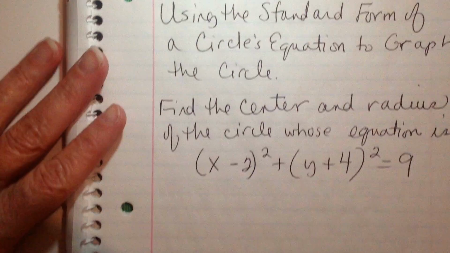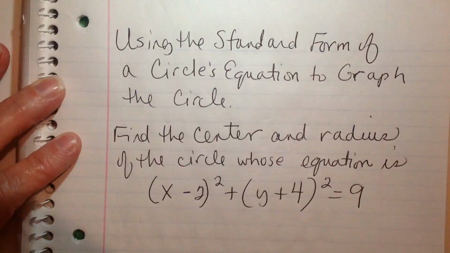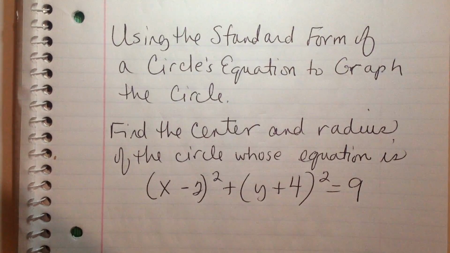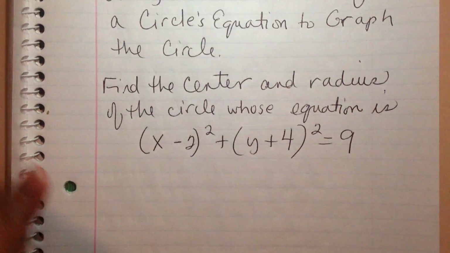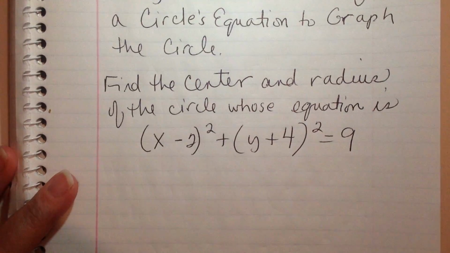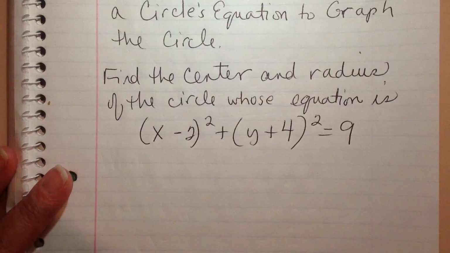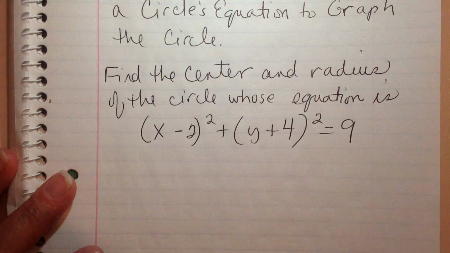Using the standard form of a circle's equation to graph the circle. So we're going to use the standard form of a circle's equation to graph the circle. Find the center and the radius of the circle whose equation is (x minus 2) squared plus (y plus 4) squared equals 9.